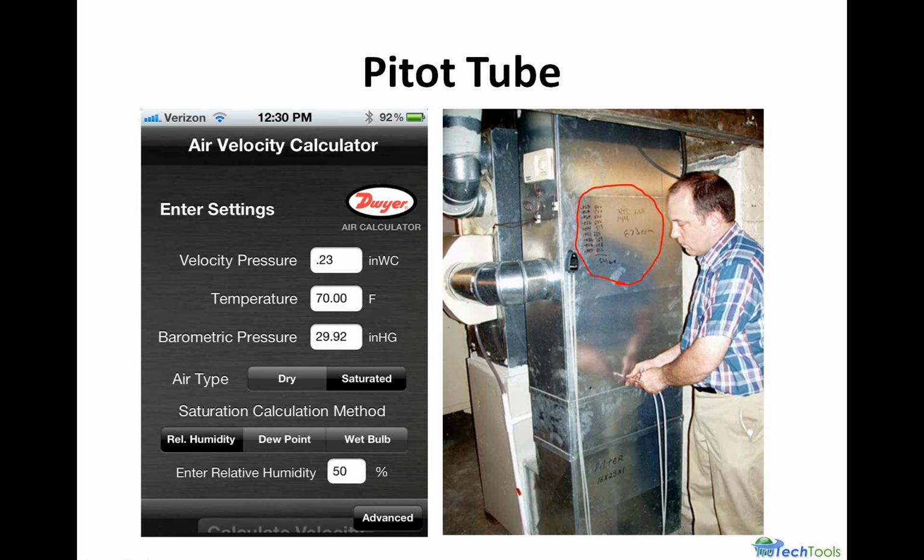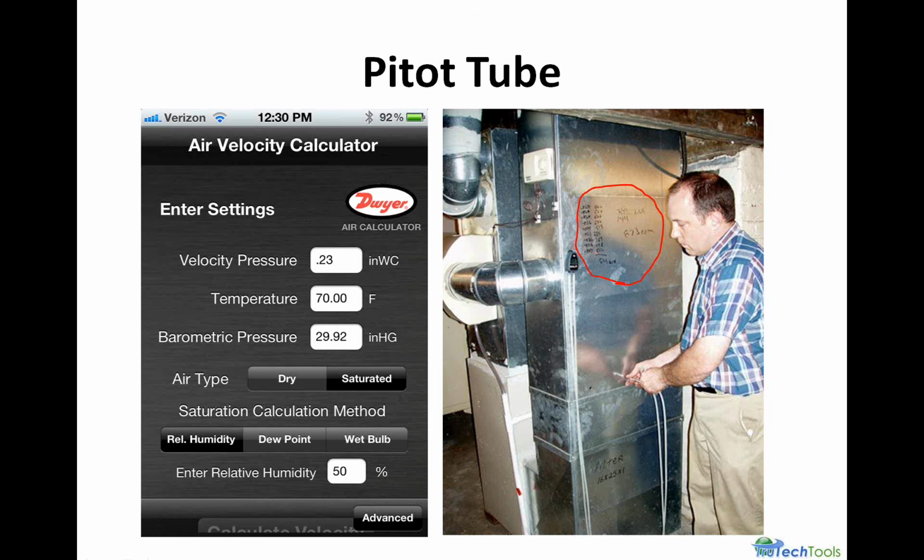If you use the Dwyer calculator here, which I'm showing on the side, this is just a little app where you can put in your velocity pressure and your air temperature and your barometric pressure and your relative humidity, and if you scroll down a little further than I can on that screen, it'll actually calculate your velocity. And what you'd have to do if you're going to use this is do it for every single point you measure airflow.